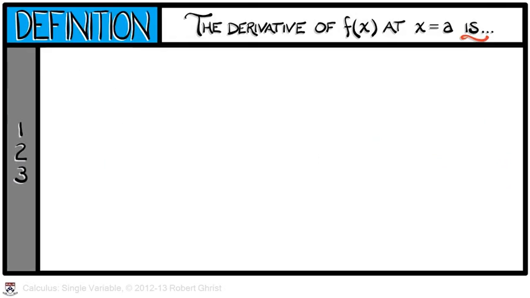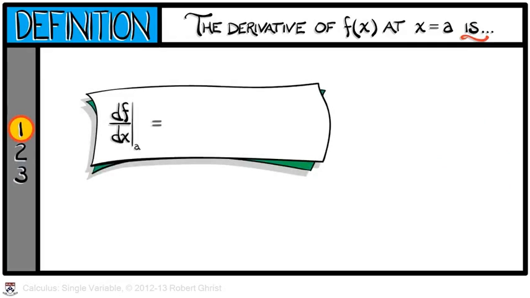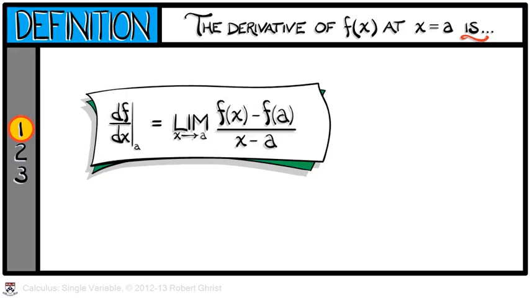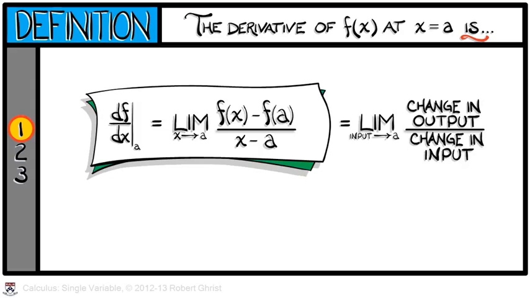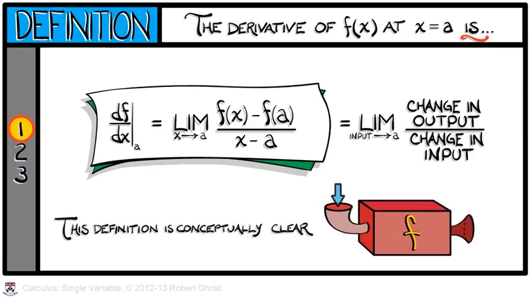We'll consider three different definitions of the derivative. The derivative of f at x equals a is, first, the limit as x goes to a of f of x minus f of a over x minus a. This might not be the definition that you recall seeing, but it's a great definition because you can interpret it as the limit of the change in the output over the change in the input as the input tends to a. This definition, among all of the definitions, is to me conceptually the clearest.